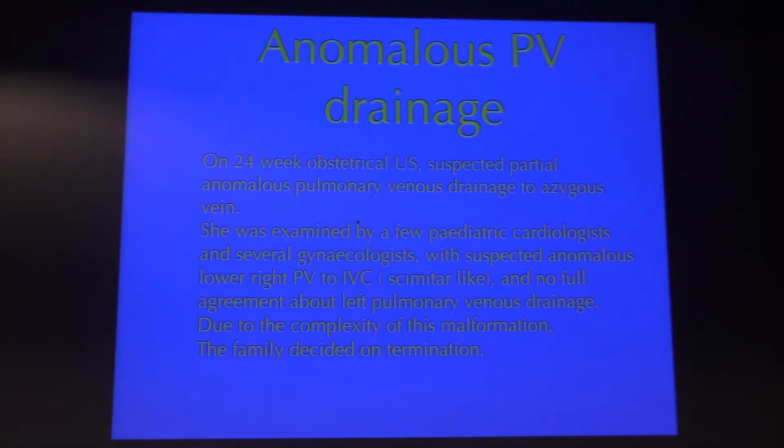The next case, anomalous pulmonary venous drainage. She was at 24 weeks of pregnancy, with suspected partial anomalous pulmonary venous drainage to the azygos vein. She was examined by a few pediatric cardiologists and several gynecologists, with suspected anomalous lower right pulmonary vein to IVC, scimitar-like syndrome, and no full agreement about the left pulmonary venous drainage. Due to the complexity of this malformation, the family decided on termination.